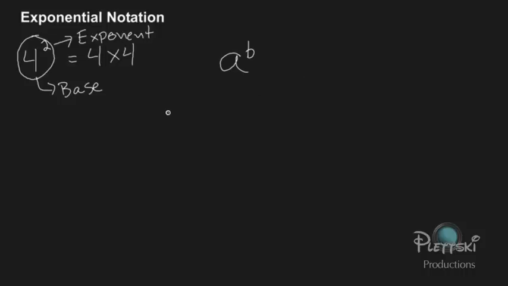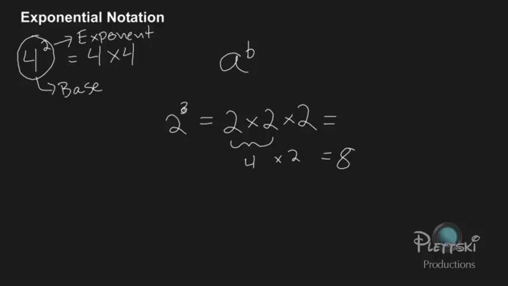Now another example could be, let's say we have a 2 as the base and then a 3 as the exponent. All that means is you take the 2 and you multiply the 2 3 times. So you have 2 times 2 times 2. So you have 3 2s. And 2 times 2 is going to give you 4. And then you multiply that by 2, which will give you 8. So 2 to the third power is 2 times 2 times 2. And 2 times 2 is 4 times 2 is 8. So 2 to the third power is the same thing as 8.